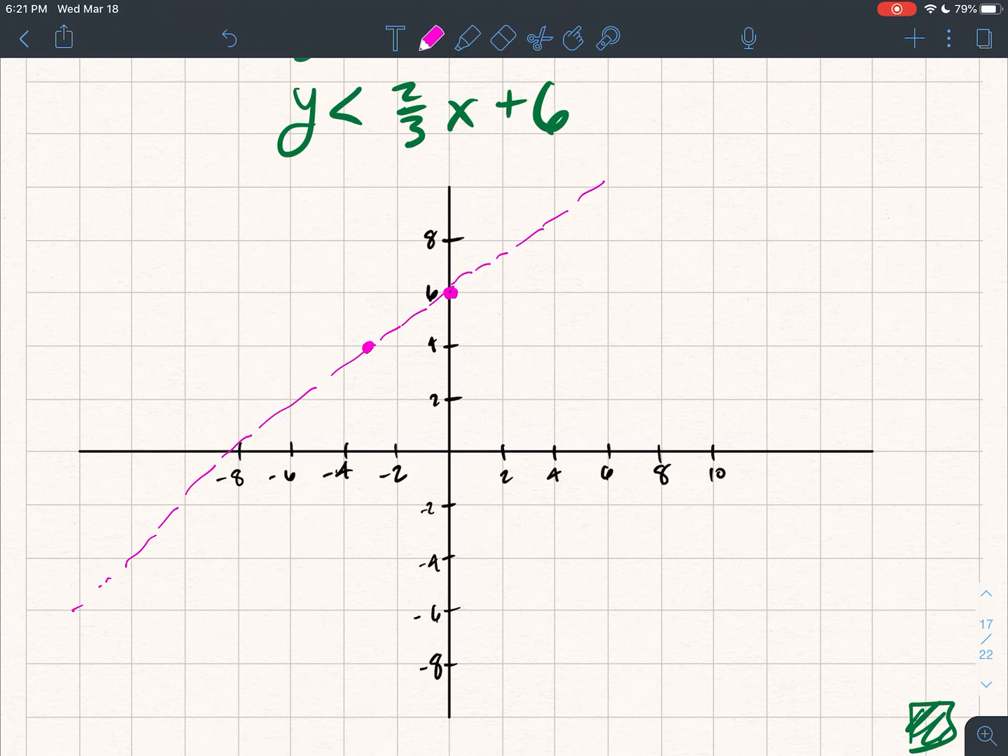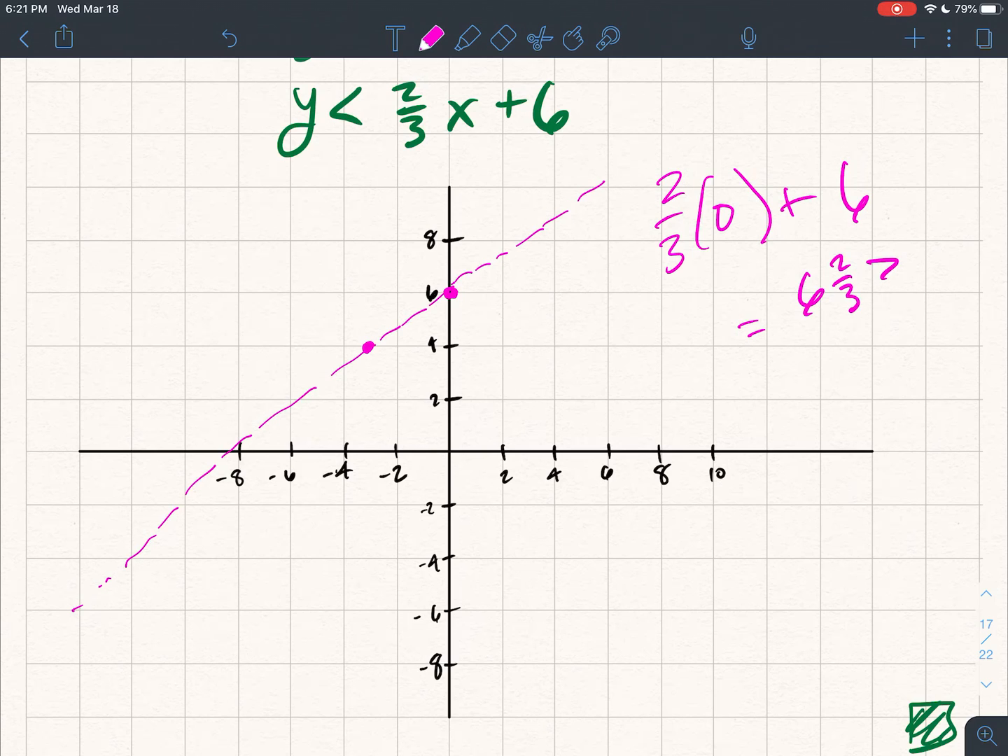So the way I normally do that is I pick a convenient point, and if that point satisfies the inequality, then I shade that side of the line. If that point does not satisfy the inequality, then I shade the other side of the line. So I'm going to pick 0, 0. So 2/3 times 0 plus 6 equals 6 and 2/3.